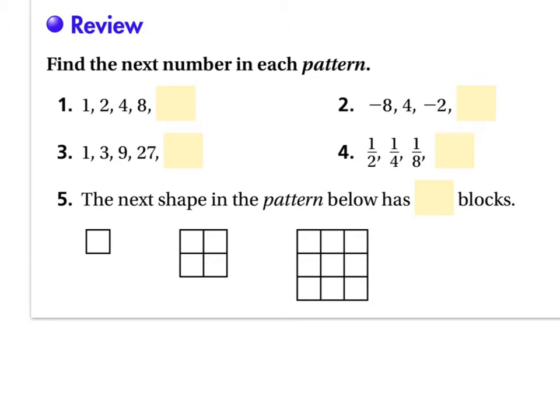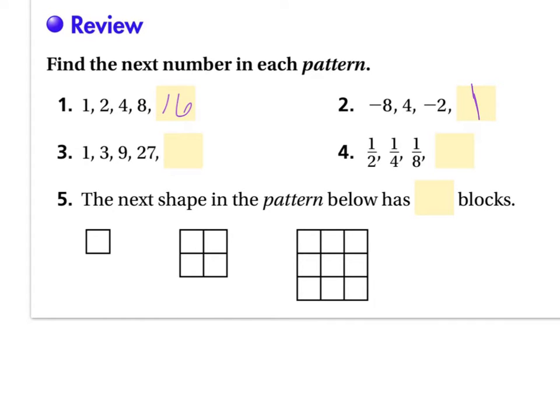Well, we're doubling each time. 1 doubled is 2, 2 doubled is 4, 4 doubled is 8, 8 doubled is 16. Problem number 2 over here on the right. We go -8 to 4 to -2. Well, it looks to me like we're taking the opposite and halving it. So we're multiplying by -1/2 each time.